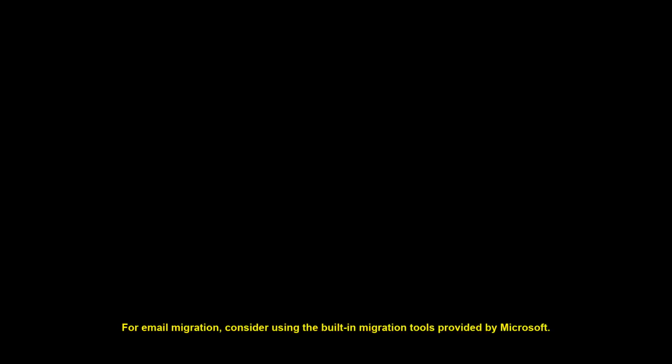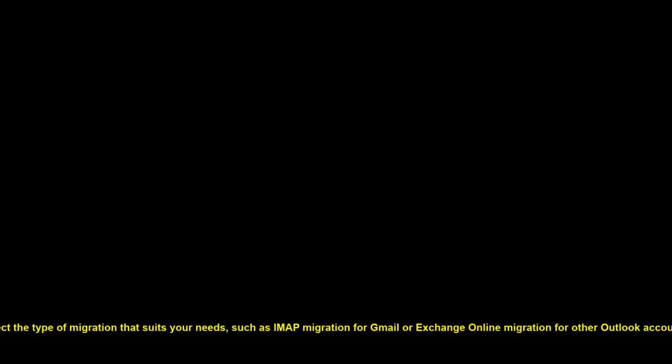For email migration, consider using the built-in migration tools provided by Microsoft. Select the type of migration that suits your needs, such as IMAP migration for Gmail or Exchange Online migration for other Outlook accounts. Create a migration batch in the source tenant, ensuring to include all user accounts being transferred.